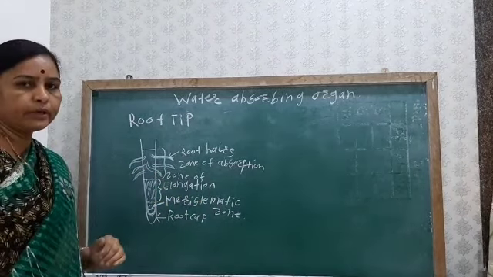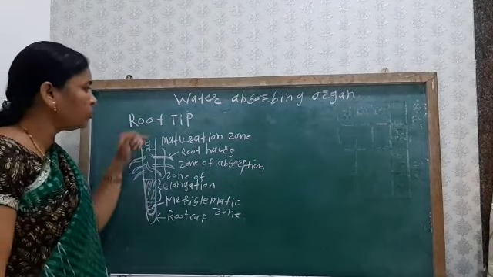Above the zone of absorption there is the zone of maturation. At the zone of maturation, differentiation of the cells takes place, that is, there is formation of the complex tissue, the xylem, and through this xylem the water is mainly conducted. So that is about the structure of the root tip.